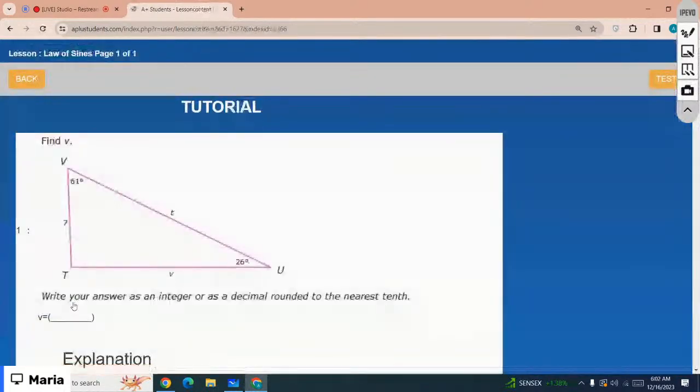Why do we use law of sine and law of cosine? When you are not given a right angle triangle, that triangle is not a right angle triangle, and you need to solve it. How do you solve the triangle? That depends on what values you are given. You can use the law of sine and law of cosine. When to use law of sine and when to use law of cosine, I will explain when we finish with law of sine and cosine. First, let's see the law of sine.